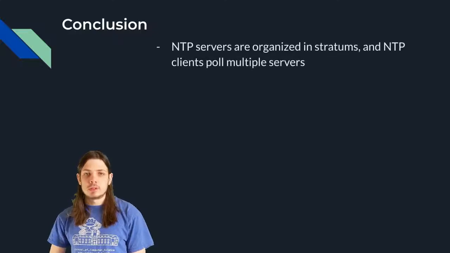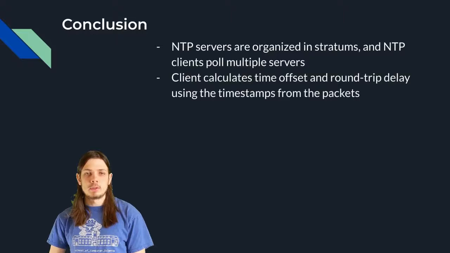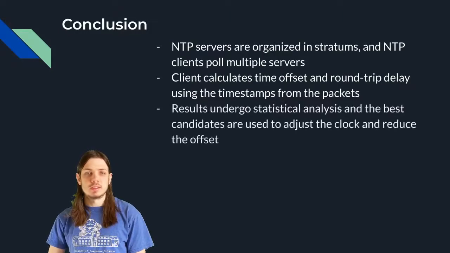NTP servers are organized into stratums, and an NTP client will poll multiple servers. The client will calculate the time offset and round-trip delay using the timestamps from the packets. These results will undergo statistical analysis, and the best candidates will be used to adjust the clock and reduce the offset.